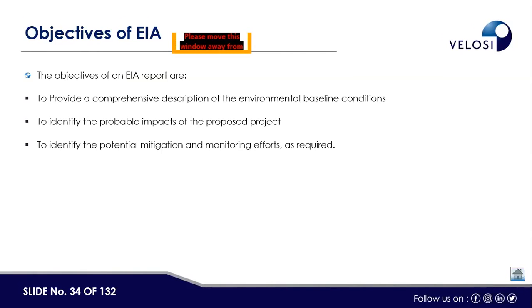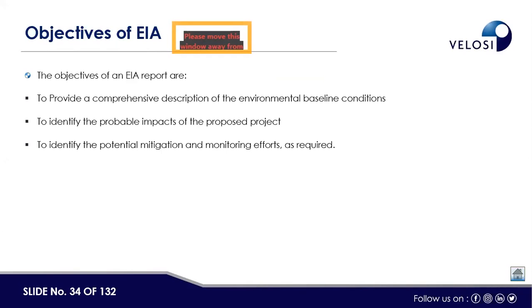Then accordingly we have to identify the probable impacts of the proposed project. The next objective is to identify what are the environmental impacts related to that proposed project. On the basis of the environmental impacts of the project on the environment, we have to identify the mitigation measures, how we can control and how we can mitigate these environmental impacts.